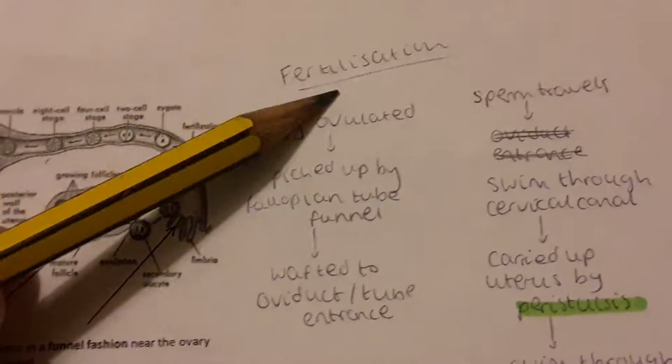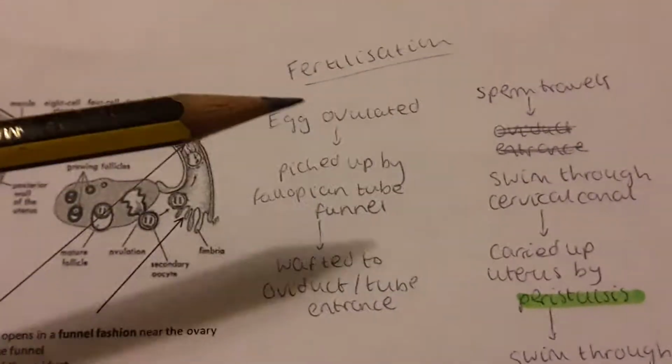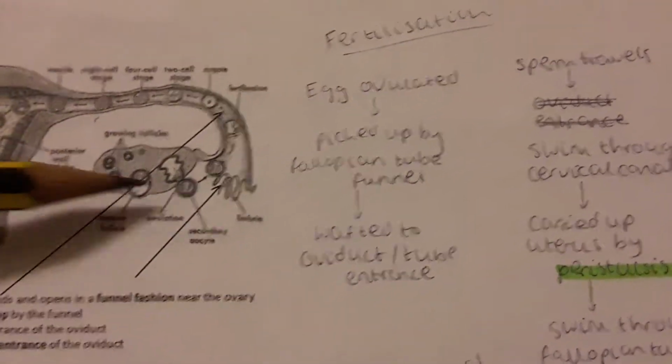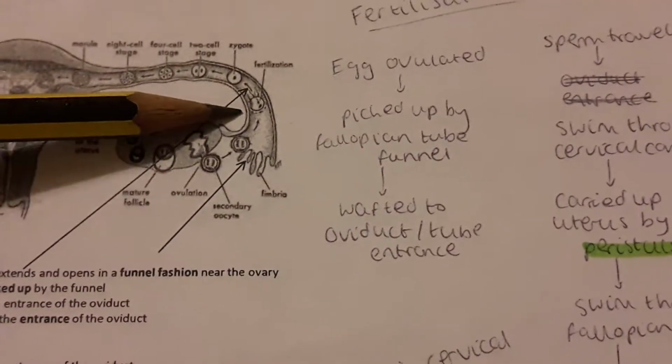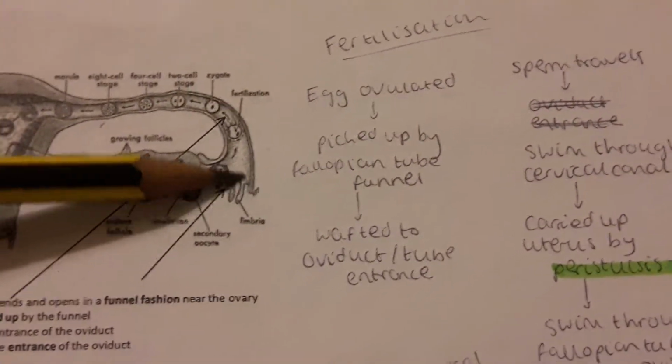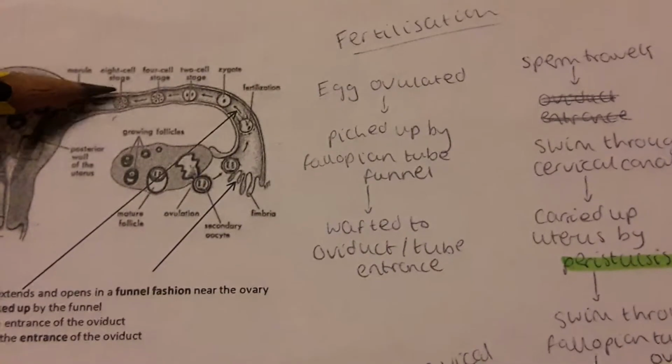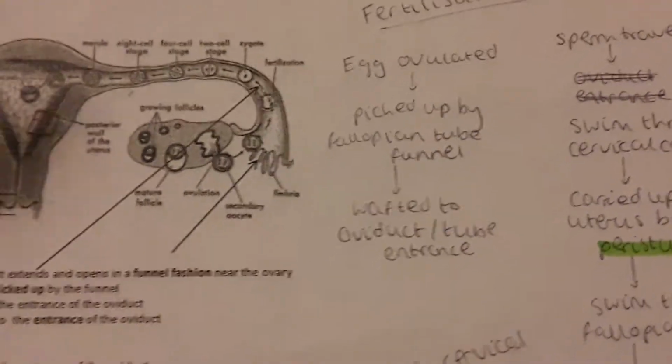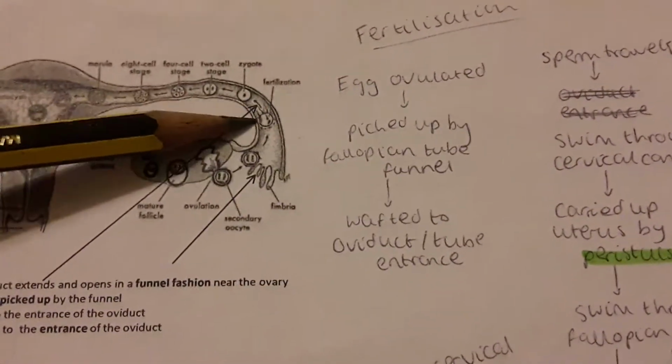Okay, so now looking at fertilization, what happens? Well, the egg is ovulated, and then picked up by the fallopian tube and wafted to the oviduct or tube entrance. Oviduct is here, this is the tube entrance.